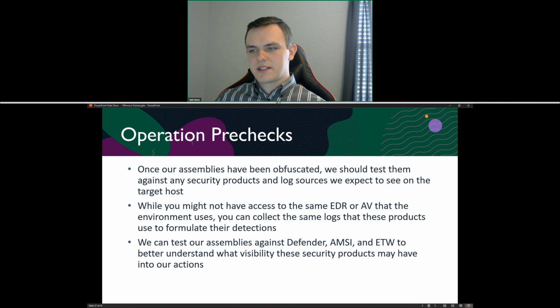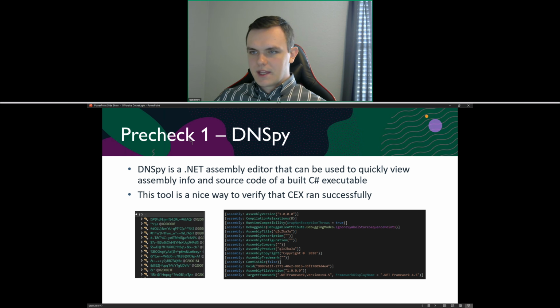So we can test our assemblies against Defender, AMC, and ETW to better understand what exactly these tools are seeing. So first of all, the first check that I always run is just using DNSpy. DNSpy is a .NET assembly editor. It uses dnlib, I believe, and you just drag and drop a .NET assembly into it, and you can see the source code of the C# executable.